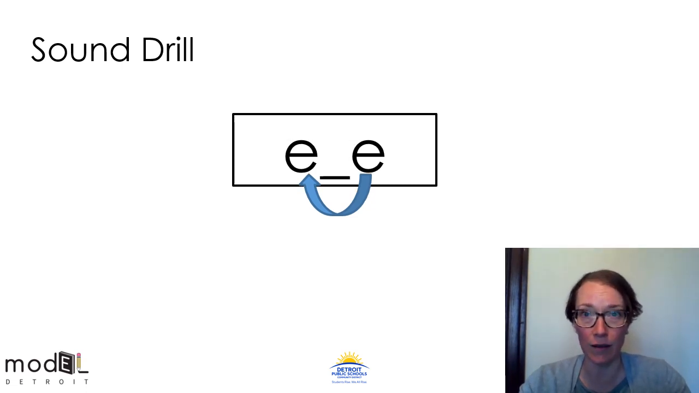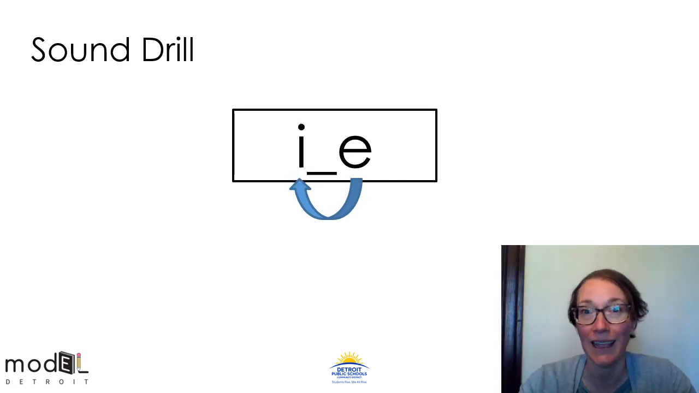This E has a magic E at the end. The magic E gives its voice to the first E and it will say E like Pete. What's the sound? E. Say it with me. E. Does the magic E make its own sound? No, it gives its voice to the first vowel. Say the sound with me.